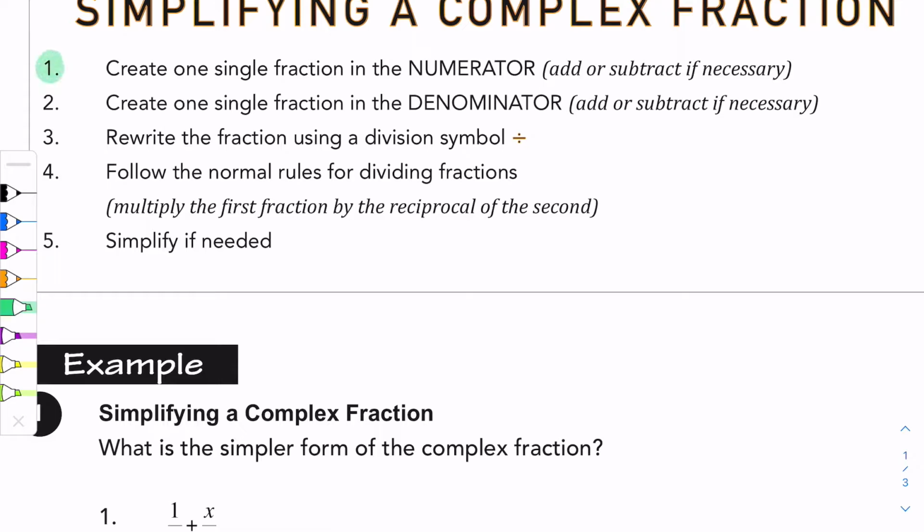So step one to simplifying is to create one single fraction in the numerator. To do this, you're going to be required to add or subtract. Then you create one single fraction in the denominator. After you have one single fraction in both the top and bottom, you need to rewrite using the division symbol. And then you follow the normal rules for dividing, which means you flip the second fraction and multiply by the reciprocal, which is what we've been doing for a few classes now. And lastly, you simplify if you need to.